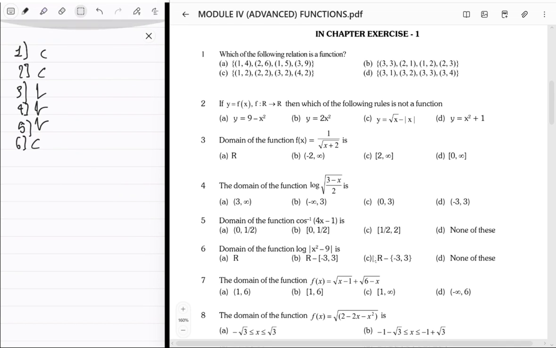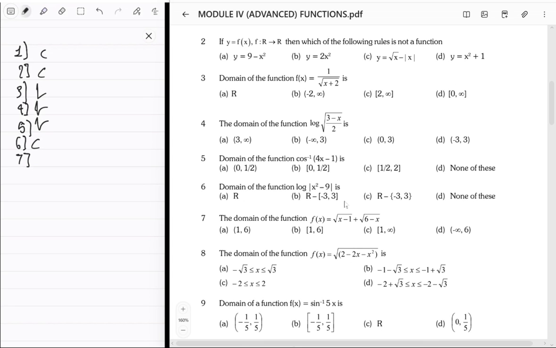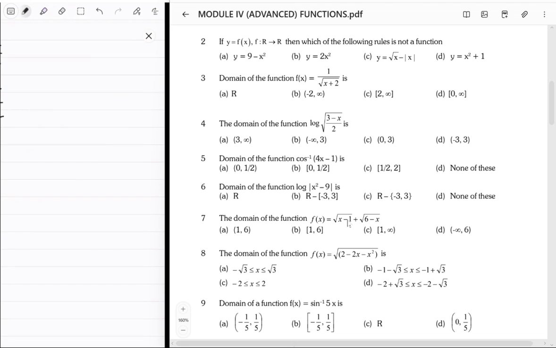Seventh is domain of the function f(x) is equal to square root of x minus 1 plus square root of 6 minus x. So once again, just want the domain. x minus 1 must be bigger than or equal to 0, so x must be bigger than or equal to 1. At the same time, 6 minus x must be bigger than or equal to 0, so x must be less than or equal to 6. There we go, so 1 to 6 inclusive. So B is the answer.